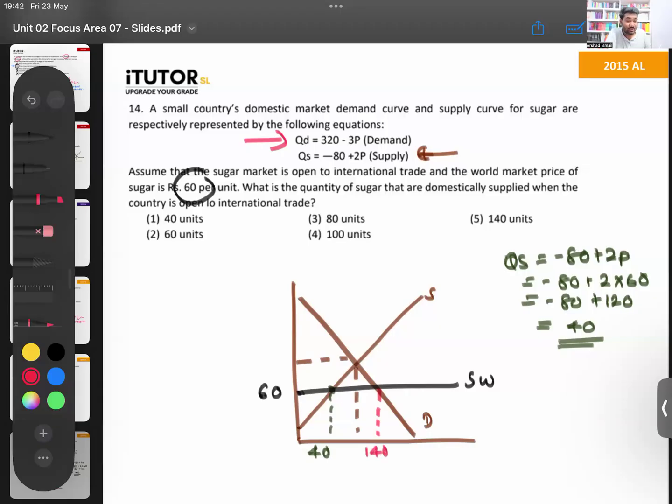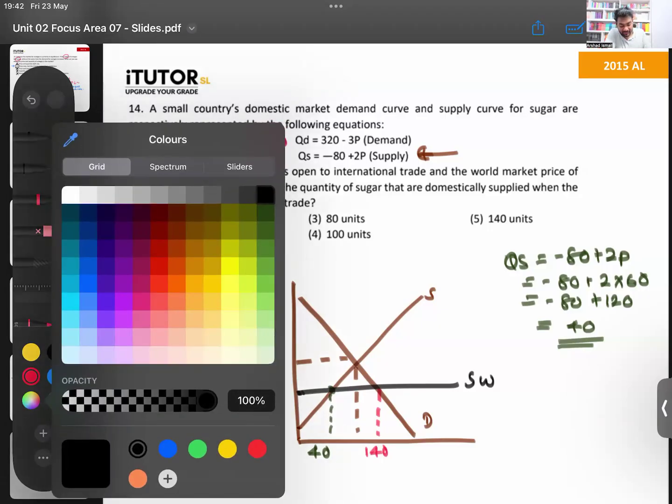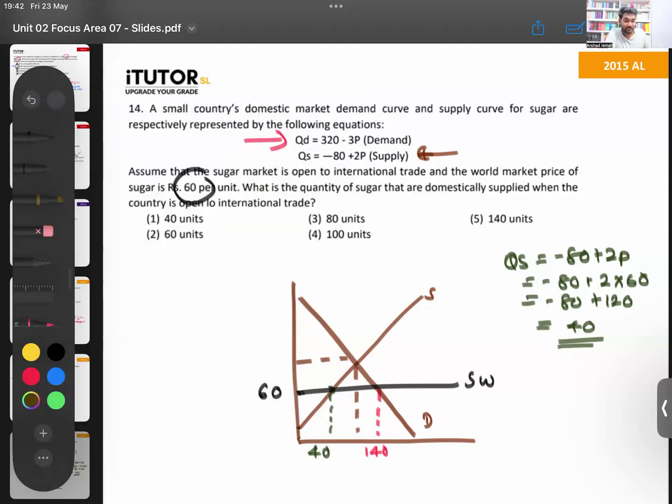Then if they ask you, Lama, how many units will be imported, how much is that? At the price of 60, domestic supply is 40 units, demand is 140 units. So how much will be imported, Lama? This amount will be imported. That is 100 units that is imported. Answer is not 60, Lama. Answer is 40. Okay. Amount imported will be 100.